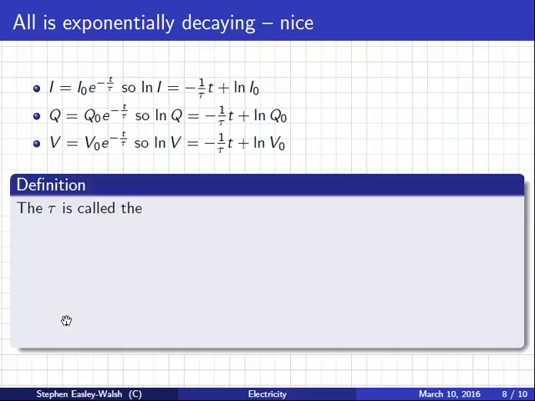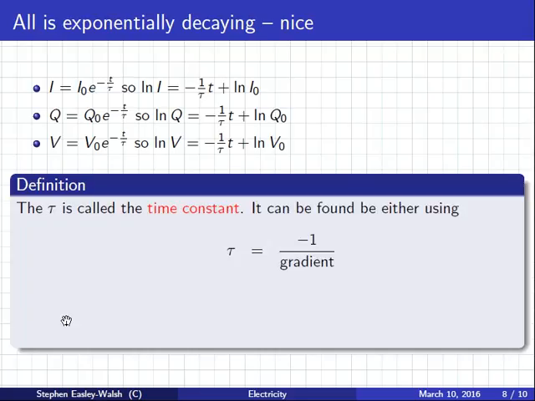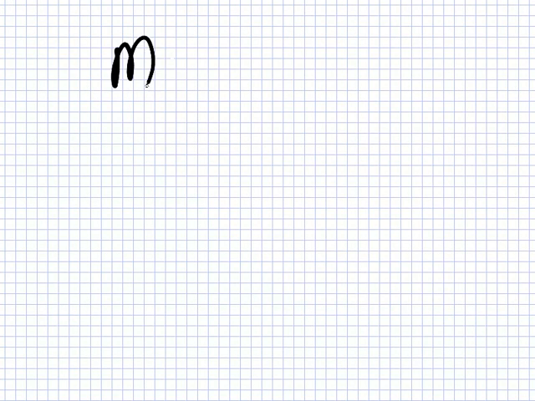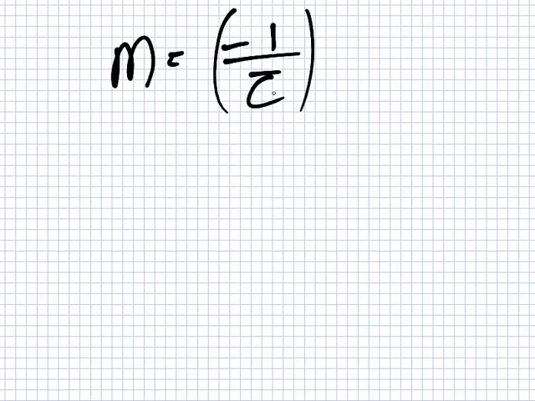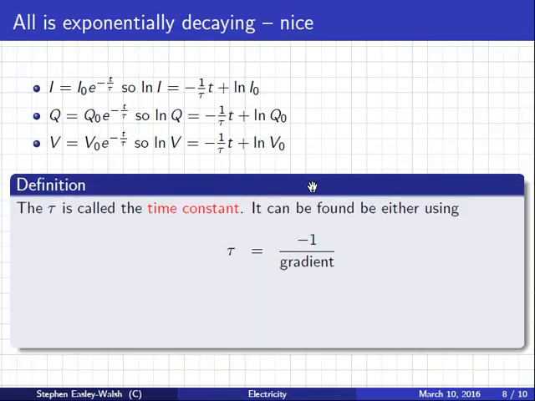Now, I haven't actually talked about this tau. It's a Greek letter, and it's called tau. Its name in physics is the time constant. Remember I said m equals minus 1 over the time constant? We can rearrange this as the time constant equals minus 1 over m, or minus 1 over the gradient. So we can have this formula for it.